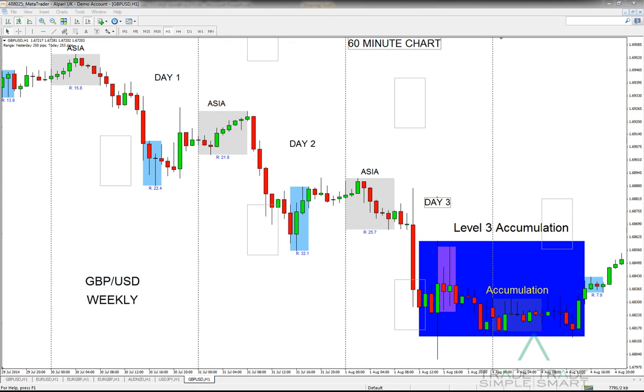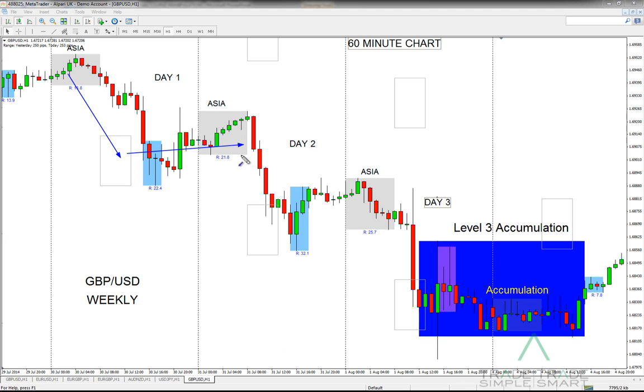So in this example, we're looking at the sterling against the dollar, and we're on the 60-minute chart to clearly see the weekly cycle, and we can see that on day 1 we have a move to the downside. We then have our period of accumulation.